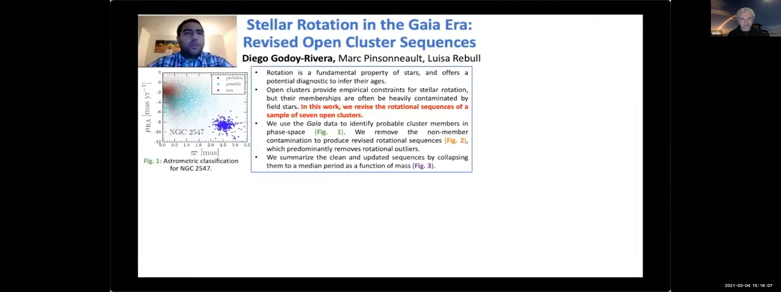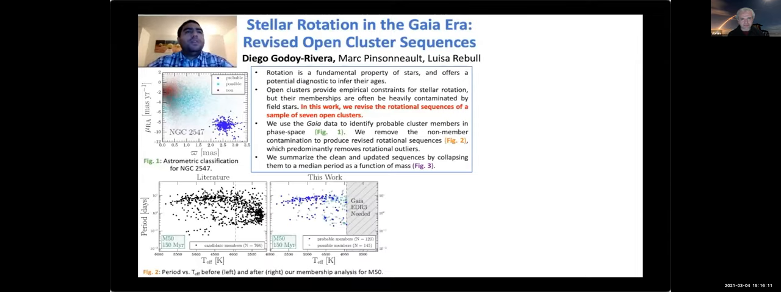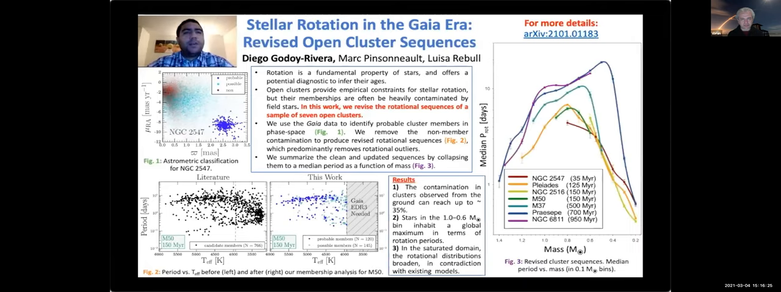This is illustrated in Figure 1, where we show the probable cluster members in blue. We then use this to remove the non-member contamination from the rotational sequences of the clusters. This is illustrated in Figure 2 in the period versus temperature diagrams. We do this for all the clusters in our sample and produce revised rotational sequences. These are summarized in Figure 3, shown as median rotation period as a function of mass and age.